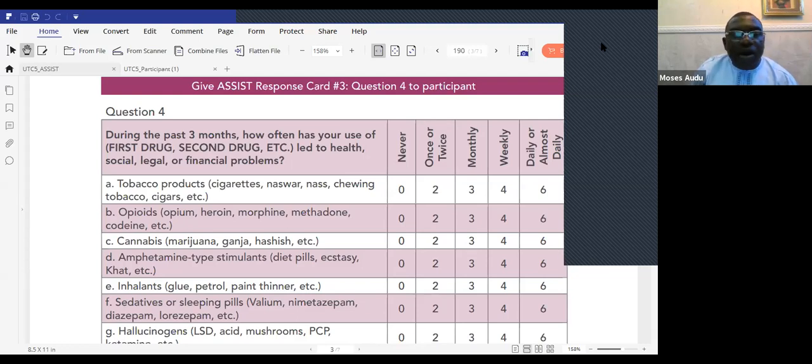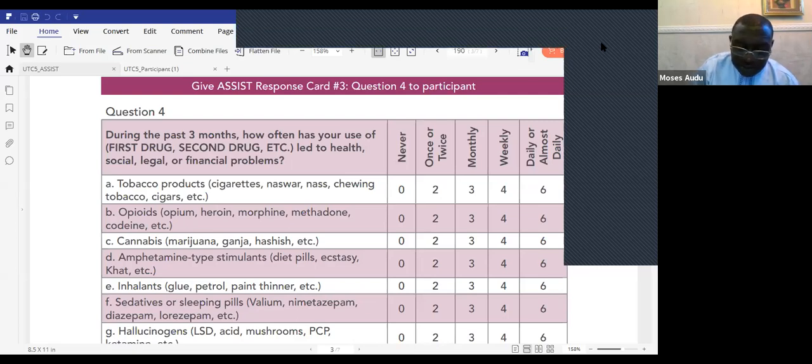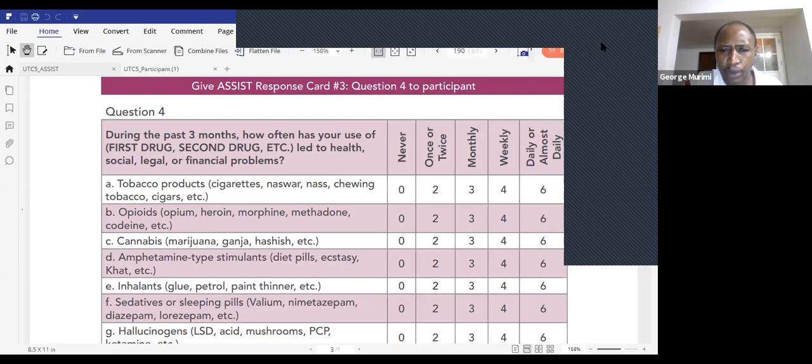All right. What about a problem with opioids? Led to health, social, legal, or financial problems in the last 3 months? No, I've not had a big issue with opioids because my consumption is really minimal.